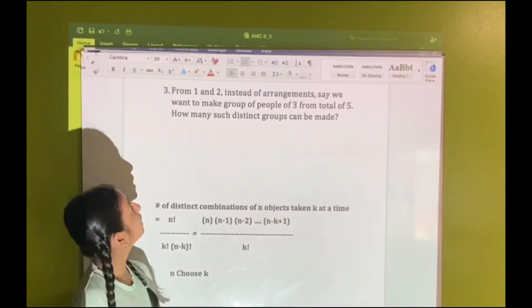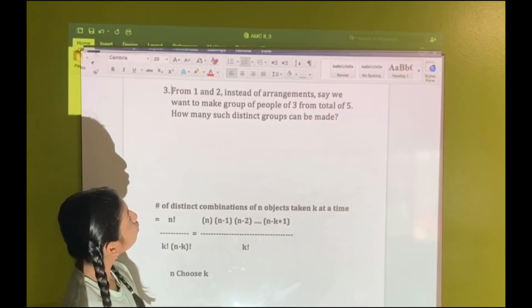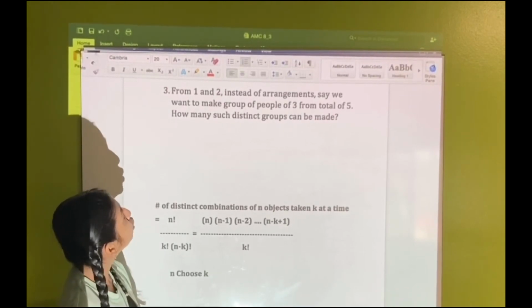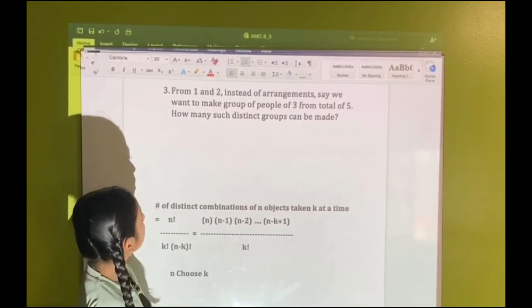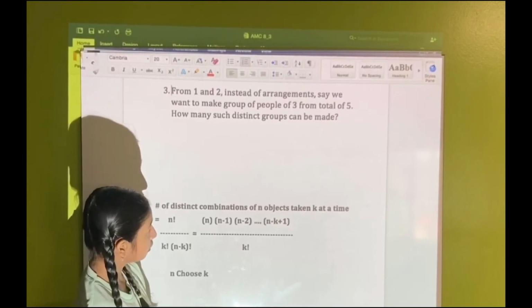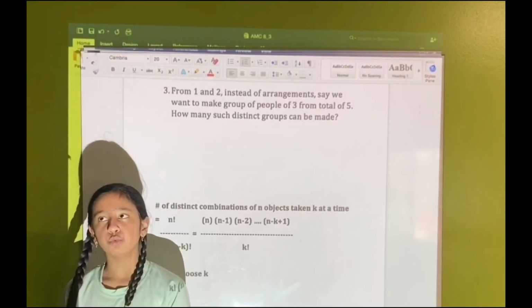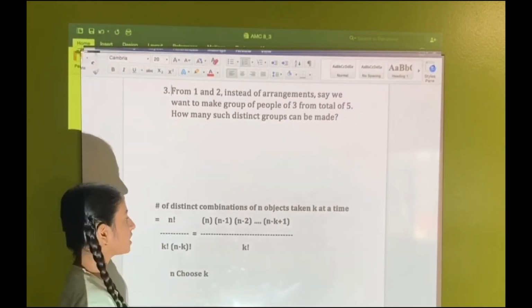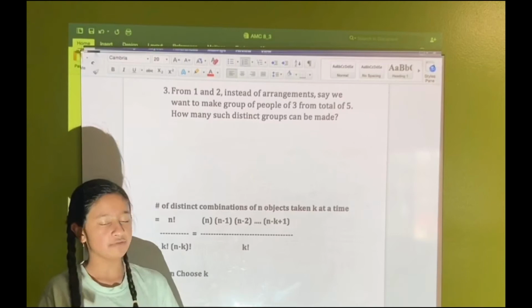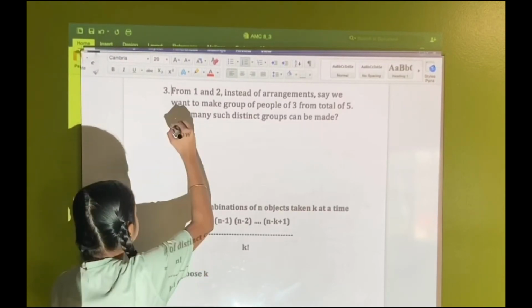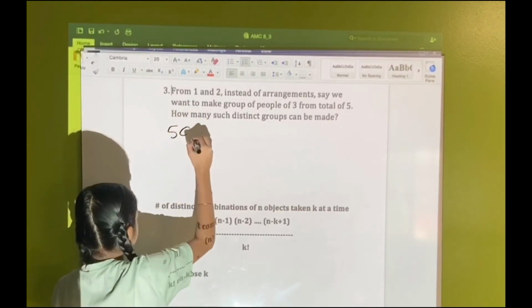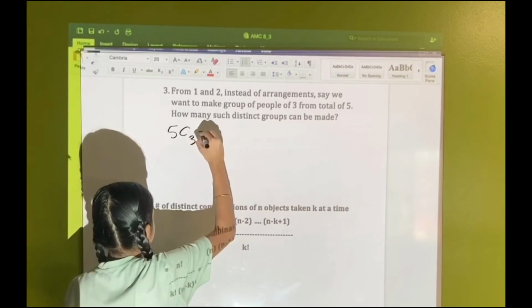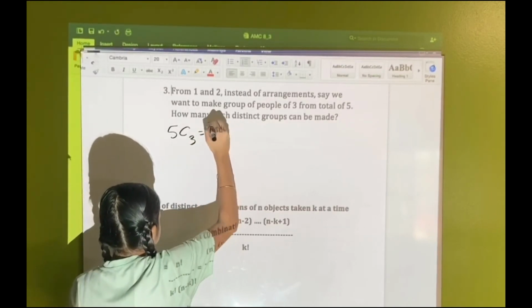Another problem. From the previous ones, instead of arrangements, say we want to make a group of people of 3 from a total of 5. How many such distinct groups can be made? Because in groups, the order doesn't really matter, you can see this as a combination. So, from a group of 5, we're choosing 3. So it'll be 5 choose 3.